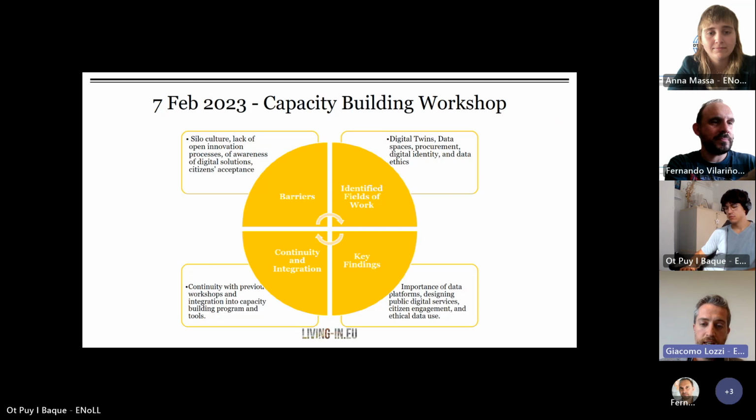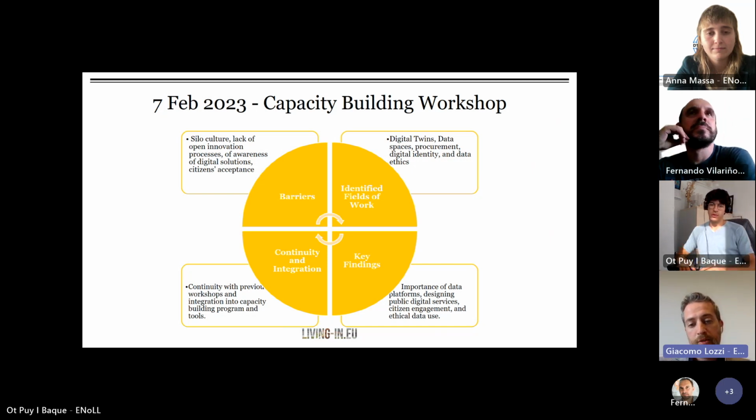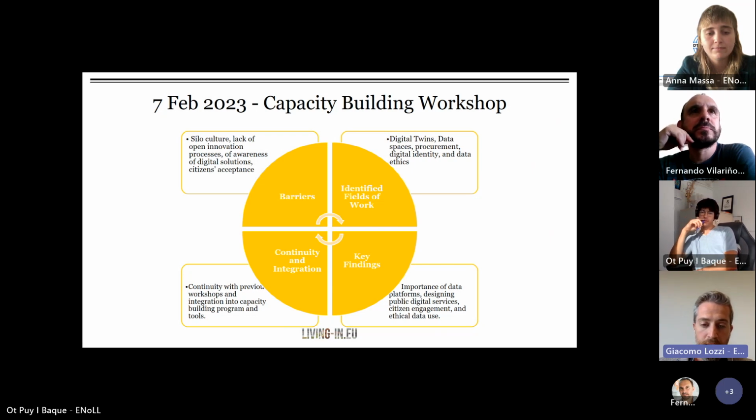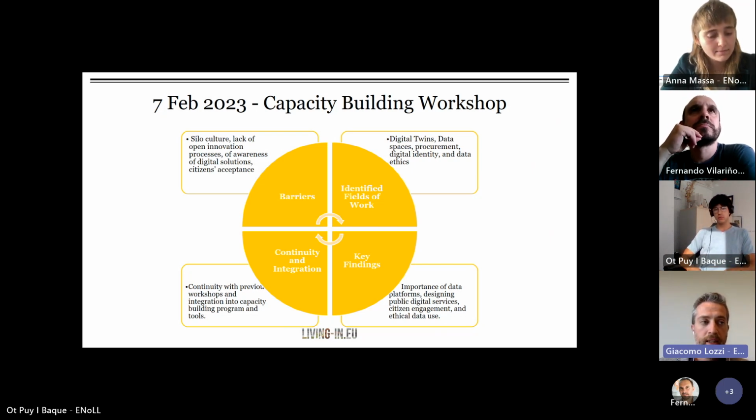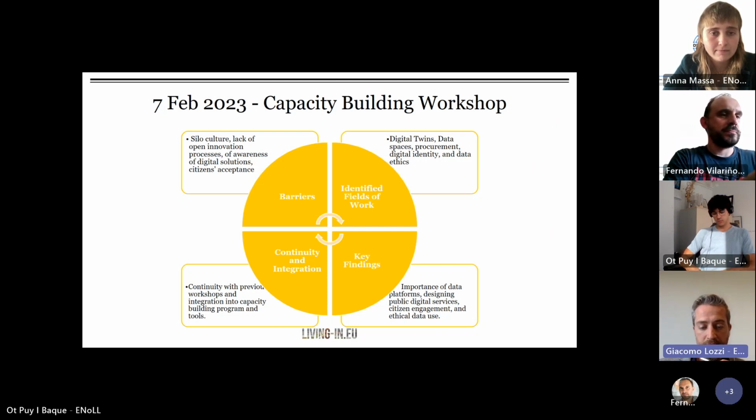This is just an example of something we did in the past this year. Just to kick off the capacity building activities, we organized a workshop where we identified the barriers in terms of capacity building. We identified fields of work. We put an accent on the continuity and integration with other initiatives. It's important to say that this was built also on a previous workshop that was organized together with DT4REGIOns. So these two projects are really linked when it comes to capacity building activities, and we are building upon the results of this project too.